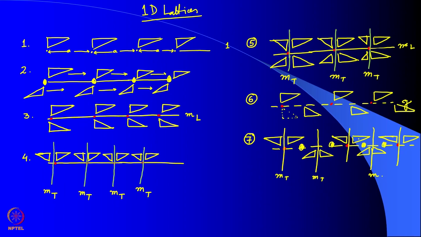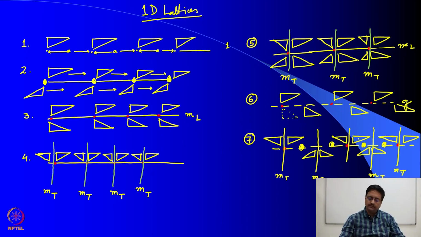So these are the 7 possible 1D lattices that one can think of. So from here we will continue in the next class.